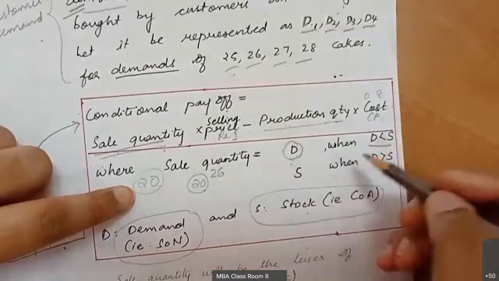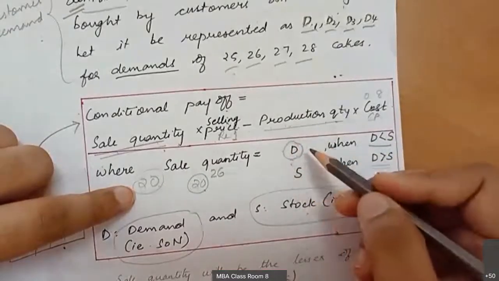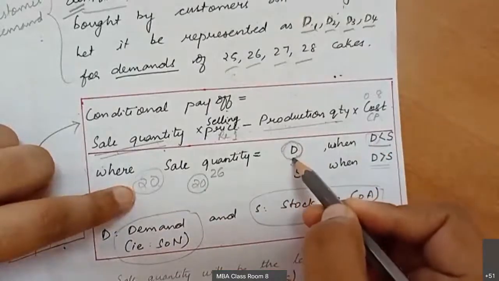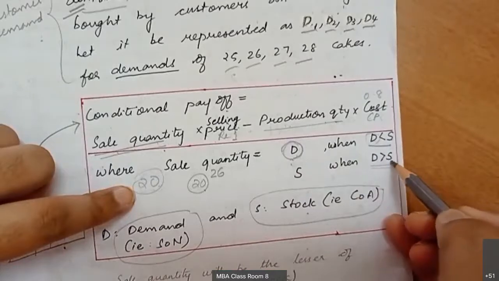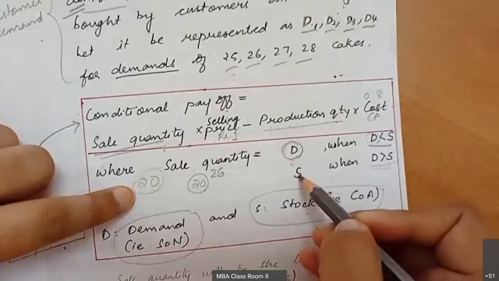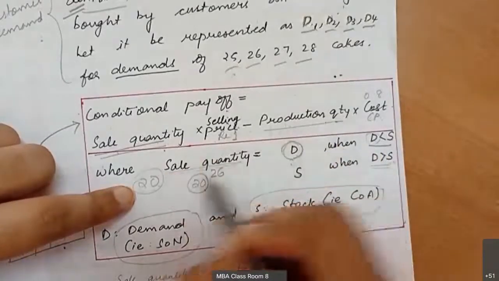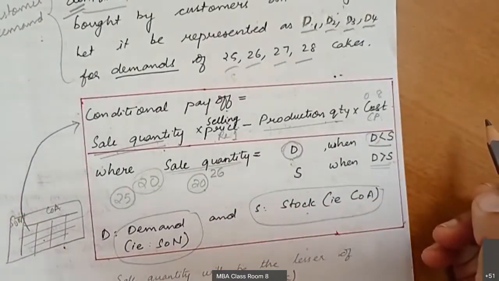There is one shortcut: whichever is smaller will be the sale quantity. Correct, right? In the first case demand is lesser, so we take demand. In this case, demand is greater than the stock, stock is lesser, so you write stock. This is how you decide the sale quantity. Is it clear now?